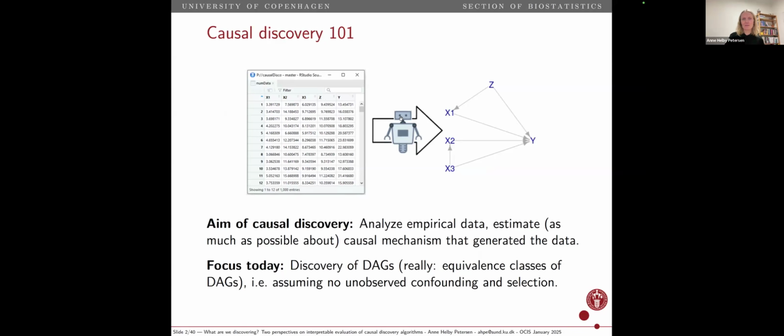We have some data, we have some fancy machine learning, and then we want to learn maybe a DAG, or more realistically often, an equivalence class of DAGs. For the stuff I'll cover today, we're going to assume that there's no unobserved confounding and no unobserved selection. So we're in a simple case where everything is just a DAG.